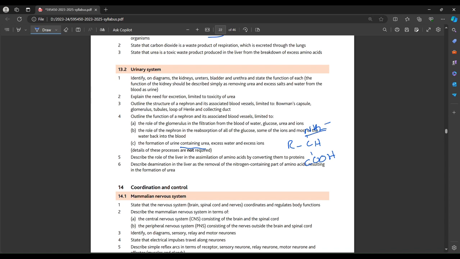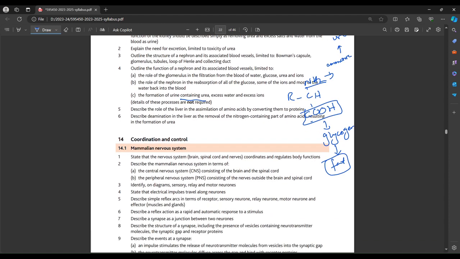Its amine group will be removed and form what? Ammonia. Ammonia is harmful. It will convert into urea, whereas its carboxylic group will be converted and stored as glycogen. Up to some extent it will be stored as glycogen, and then it will convert into fat. We know that an excess amount of glycogen will always convert into fat.